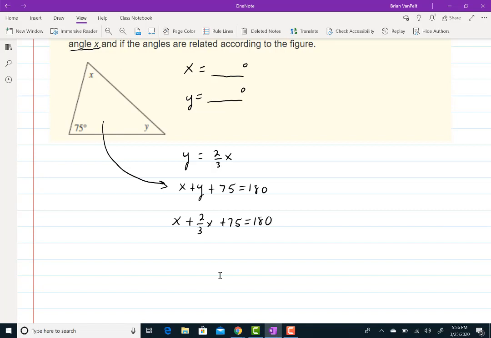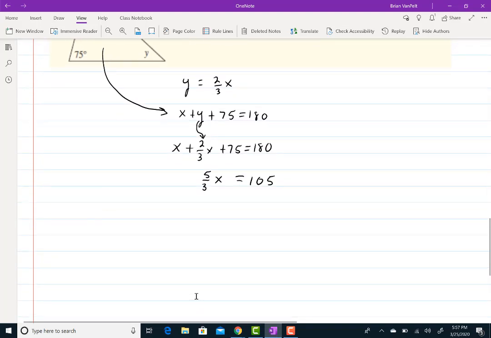So you can see that the y was substituted in for, and that's where that 2/3 comes from. I can add the x's together to get 5/3 x equals, at the same time, I'm going to subtract 75. Now in order to figure out what x is, I'll multiply both sides by 3/5. So that cancels those numbers. 5 does go into 105 21 times. So x is equal to 63 degrees.